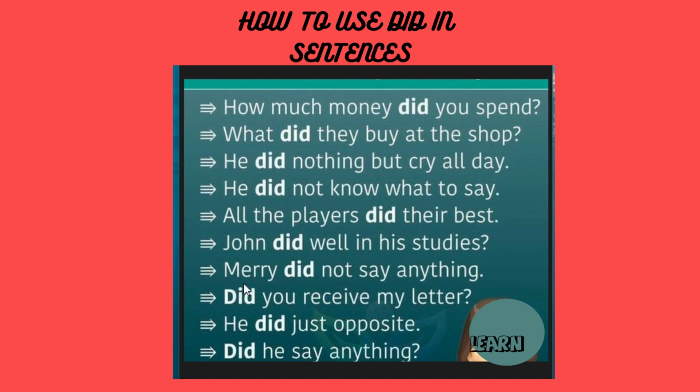And next one, Mary did not say anything. So here it has become negative, like she didn't say anything. About what? Don't know, but Mary did not say anything. In the past time, she didn't say anything. All these actions happened in the past time. Past tense, simple past tense.